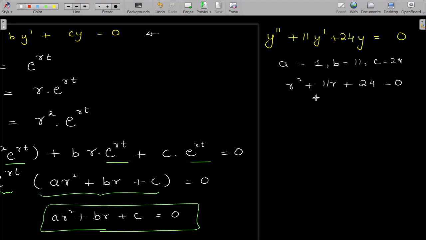And from here we will solve for r. Can you solve for r? Yeah, let me do that fast. Uh, you really like giving big numbers.